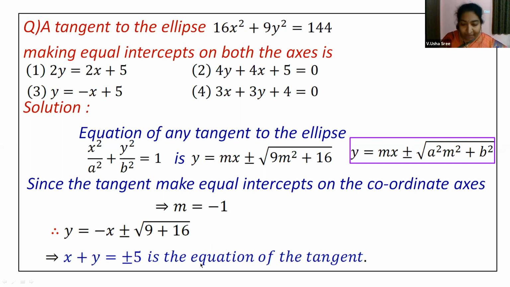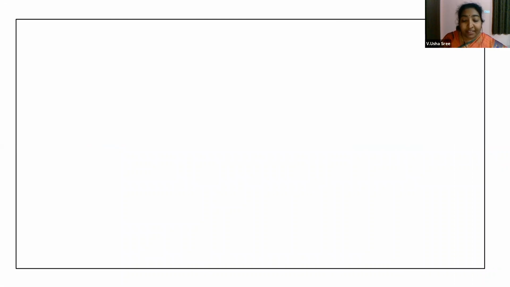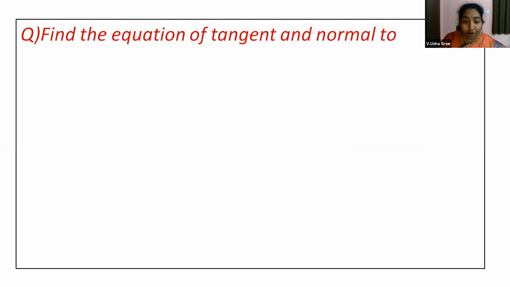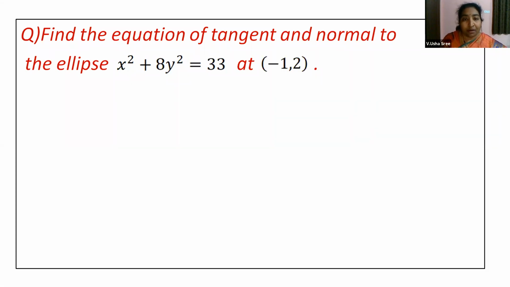Okay. Now, having said that, we will go with the next problem, children. Find the equation of tangent and normal to the ellipse x² + 8y² = 33 at (-1, 2). Now, this is a simple question.